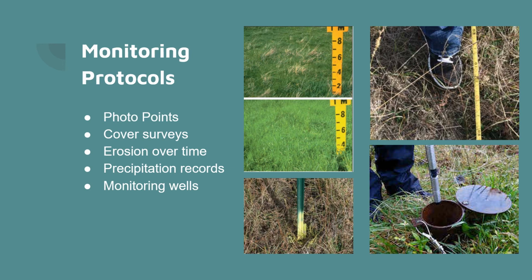Here are some monitoring techniques included in our plan. Photo points, an inexpensive and quick method for monitoring changes in ecological site conditions. Cover surveys will be used to determine the amount of woody, forb, and grass cover and bare ground, which will aid in decision-making for habitat management.